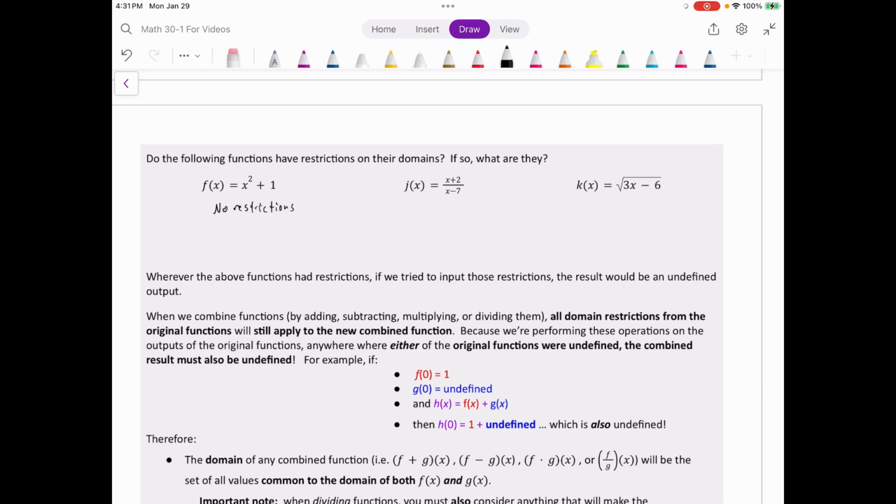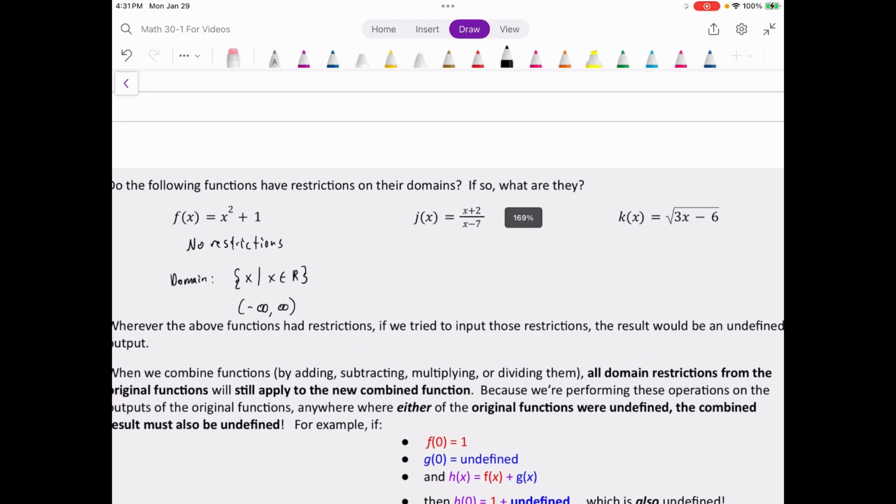I mean, we could say the domain is the set of all x's such that x is any real number, right? As long as x is a real number, it's okay. You could also do it in interval notation. x can be anything from negative infinity to positive infinity. All right, what about j of x though?